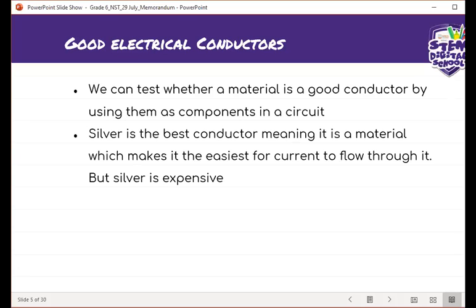All right. Then silver is the best conductor, meaning it is the material which makes it the easiest for current to flow through it, but silver is expensive. So that's why we do not use it as much.